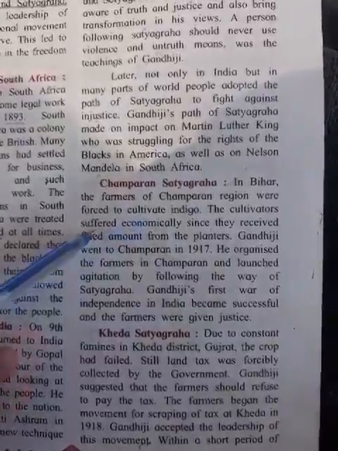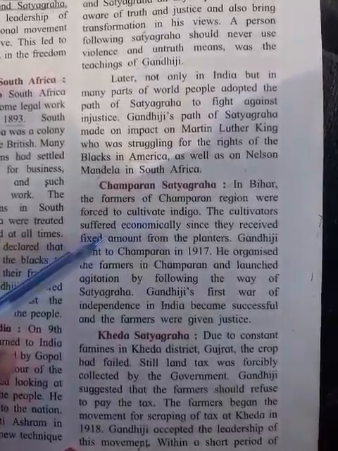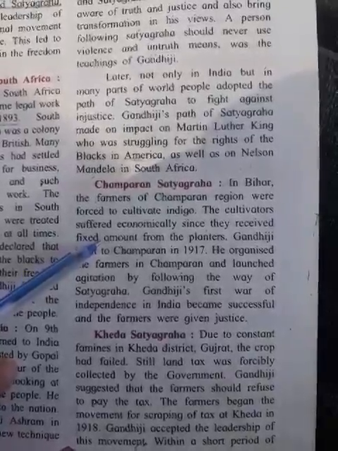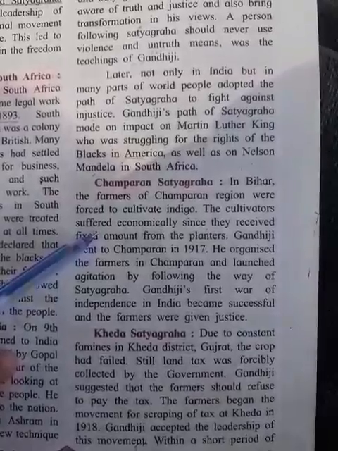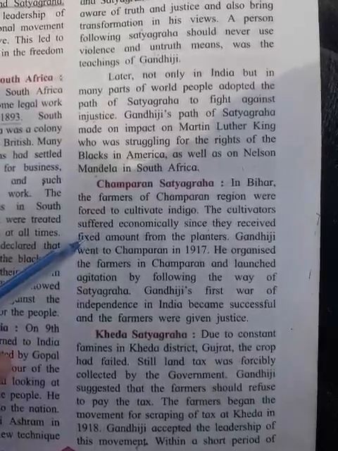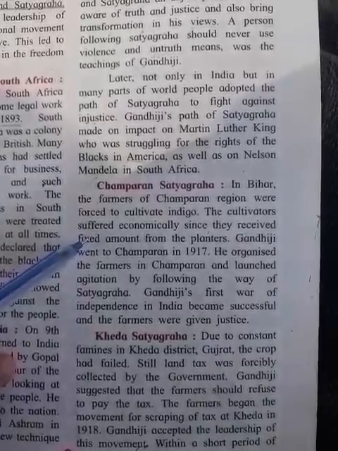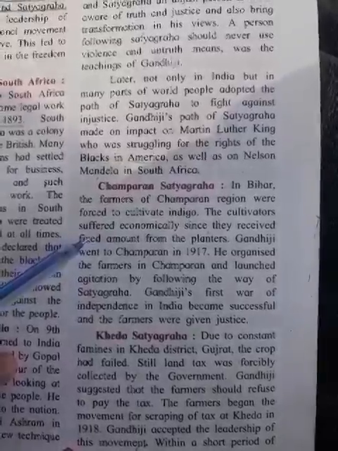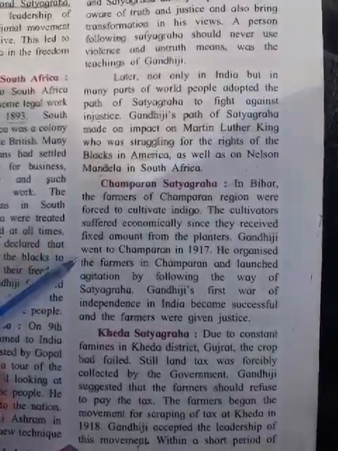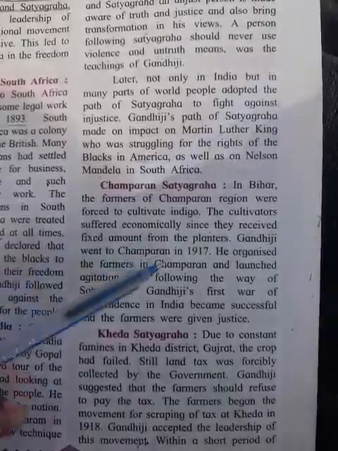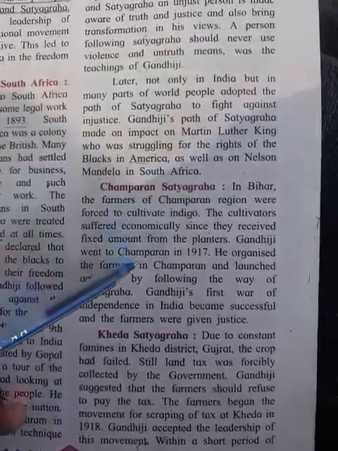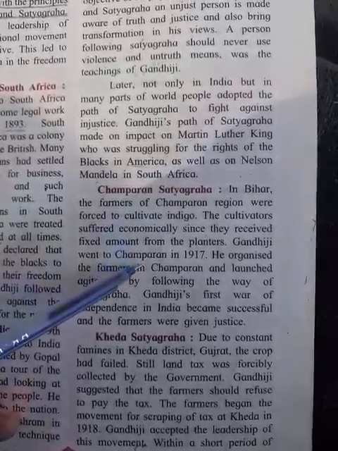and the cultivators suffered economically since they received a fixed amount from the planters. And here is one of the problems for the farmers. The cultivators suffered economically. Why? Because the government had fixed the amount for the indigo plants. And Gandhiji went to Champaran in the year 1917. Gandhiji went to Champaran, which is in Bihar, in the year 1917.